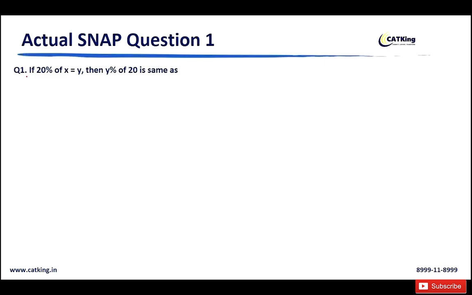The first question says that if 20% of x is equal to y, then y% of 20 is same as, and the options given to me are option A 10% of x, option B 20% of x, option C 15% of x, and the last option is D, that is 4% of x.